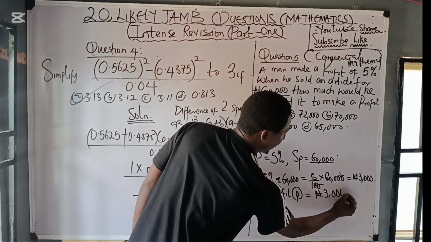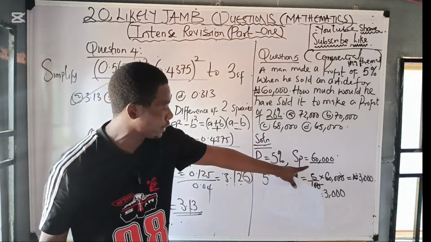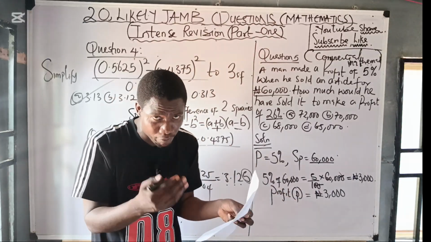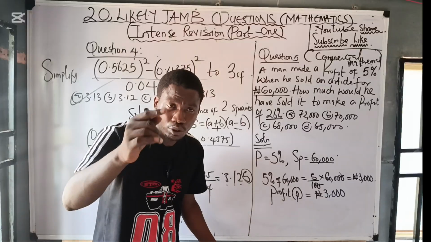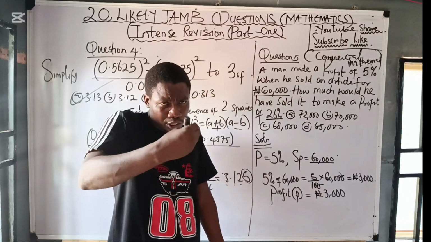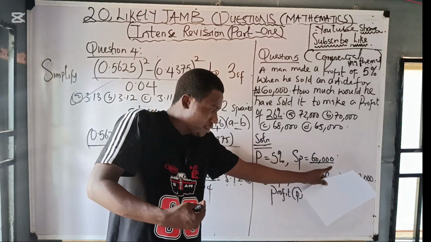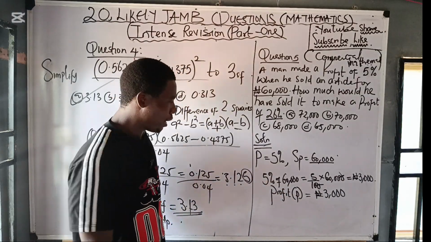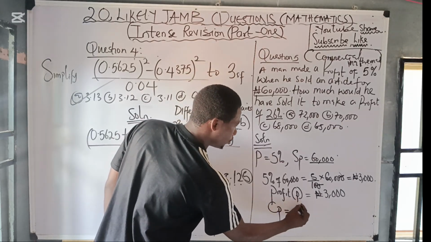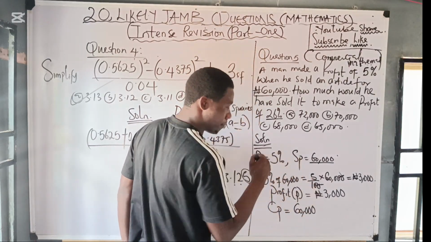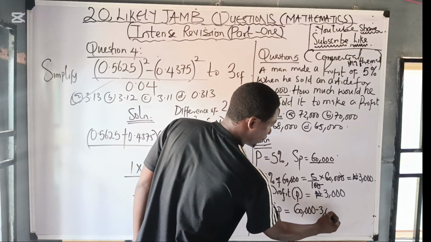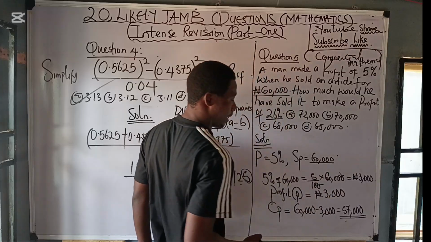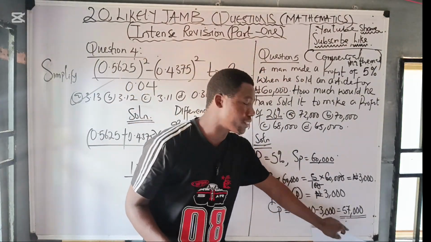He made 3,000 naira. If he sold it for 60,000 and made a profit of 3,000, which is 5%... What do you think was the cost price? How much did he buy it? He sold it for 60,000 and he got 3K as his own. Then how much did he buy it? Very easy. You can know the cost price by simply doing 60,000, which is the amount he sold it, minus the profit he made, 3,000. And that will give us 57,000 naira. This is the money he used to buy it. He bought it for 57,000.